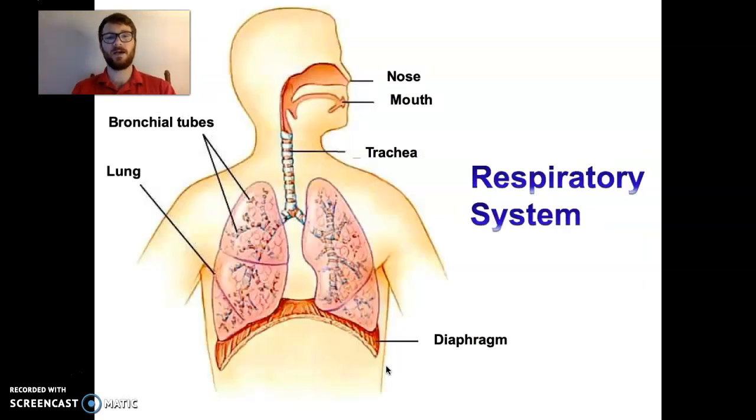And here are some of the main players. You have the nose and the mouth. Both lead to the trachea. The trachea leads to the bronchioles. The bronchial tubes, those lead to the lungs, which lead to the tinier facets of the lungs. And you see underneath the diaphragm, which allows for the expansion of the chest cavity. And we're going to talk about its vacuum and things in a couple slides.